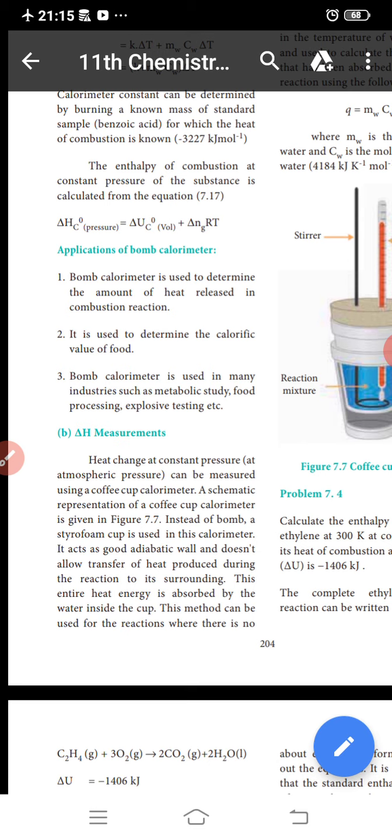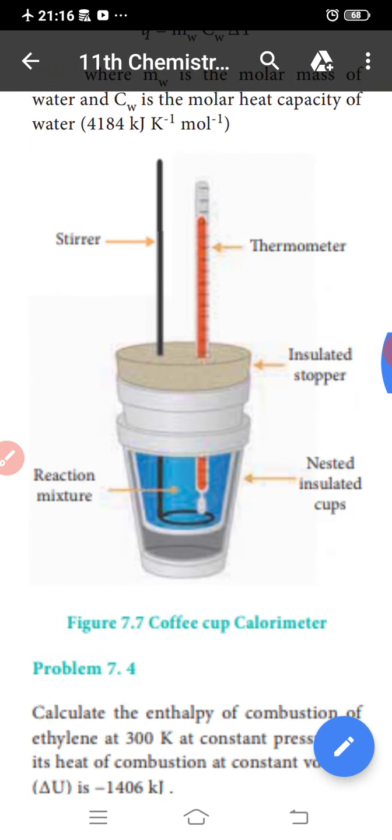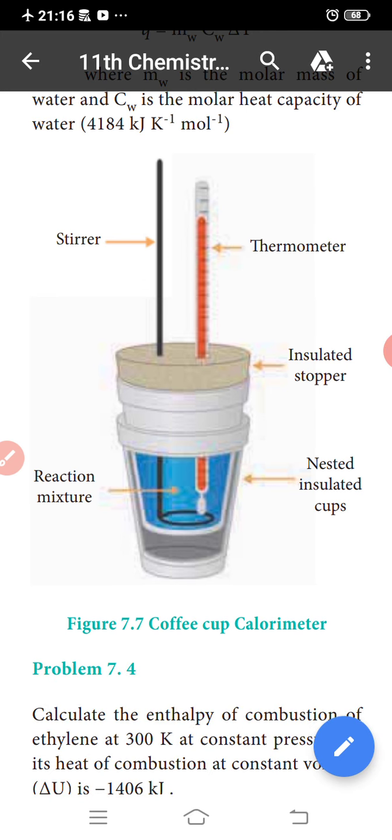Yesterday we discussed the measurement of del U and del H using calorimeters: the bomb calorimeter for del U, and the coffee cup calorimeter for del H. Today we discuss the coffee cup calorimeter. This is the coffee cup calorimeter, the schematic representation of a coffee cup calorimeter.